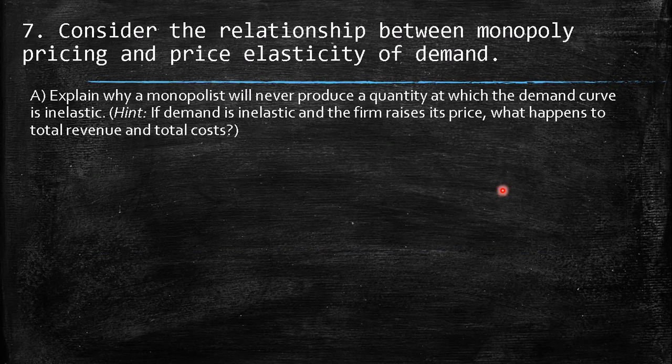So the 7th question says, consider the relationship between monopoly pricing and price elasticity of demand. A. Explain why a monopolist will never produce the quantity at which the demand curve is inelastic. Hint: if demand is inelastic and the firm raises its price, what happens to total revenue and total cost?